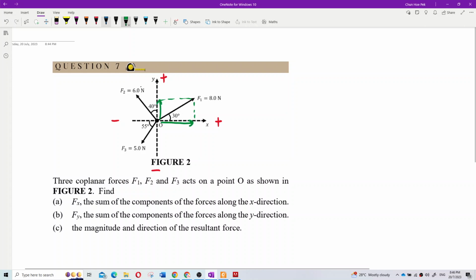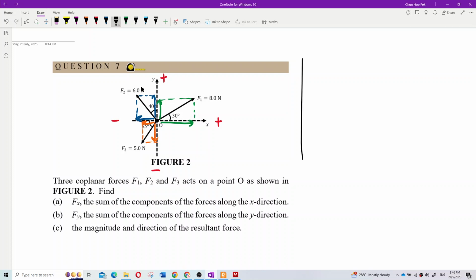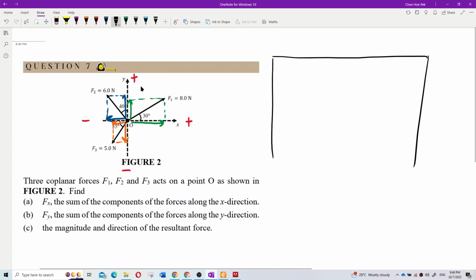Okay. So for F2, it also has two components. And for F3, F3 also has two components. And then we need to put it all in table form. A table is a systematic way to gather the information. That's why we need tables.